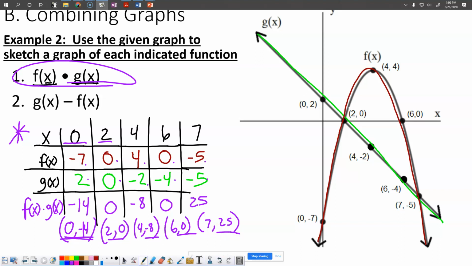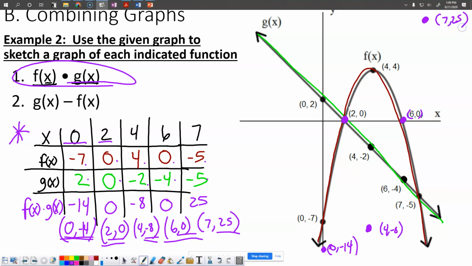So 0, -14, it's not going to fit on my screen, so I'll just put it here. Being a little ghetto there, but hey, it happens. So 0, -14, 2, 0. And then 4, -8. Probably right about here. 6, 0. Same point. And then 7, 25. That would be way up here.